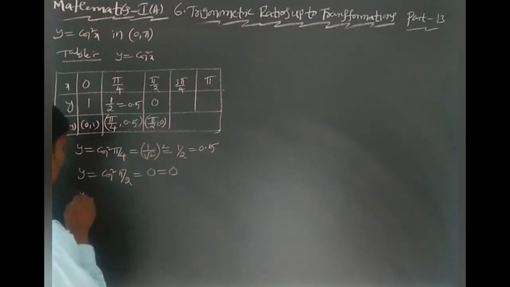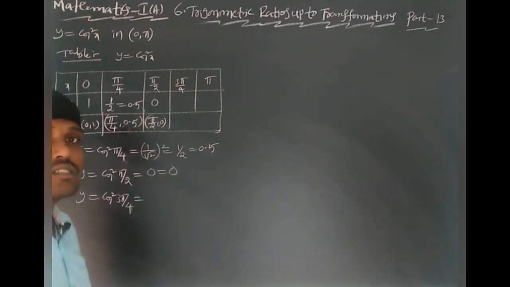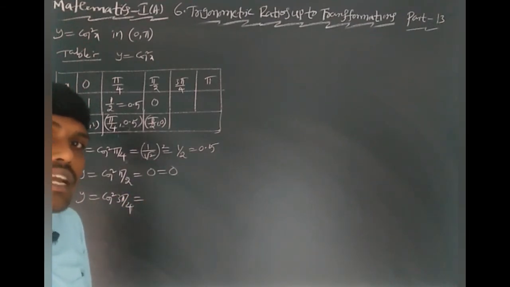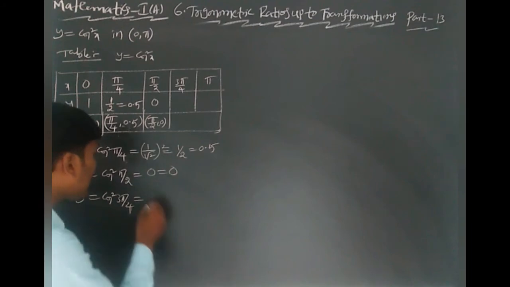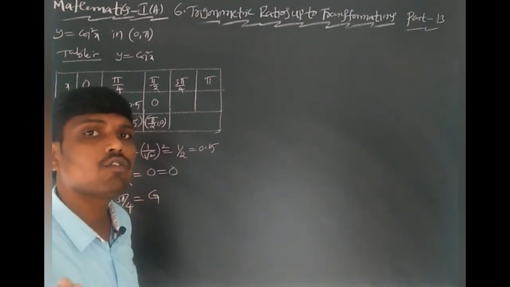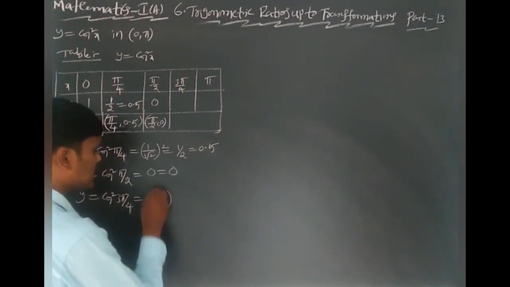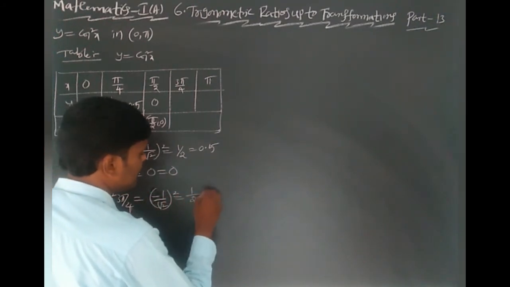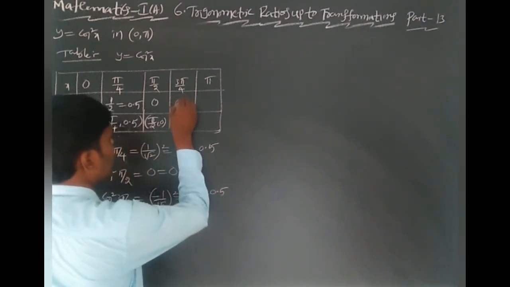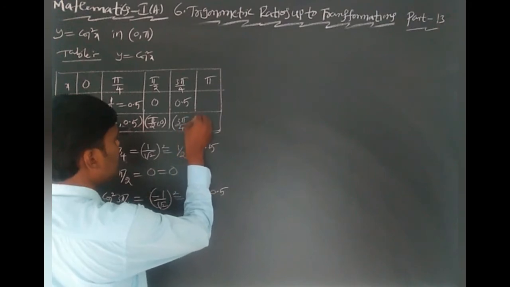Next, cos square 3 pi by 4. Cos square 3 pi by 4 is nothing but cos 3 pi by 4 whole square. Cos 3 pi by 4 value is minus 1 by root 2. Minus 1 by root 2 whole square is nothing but 1 by 2, which is once again 0.5. So 3 pi by 4 comma 0.5.